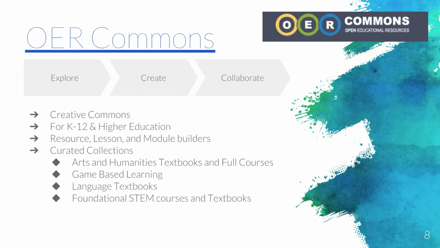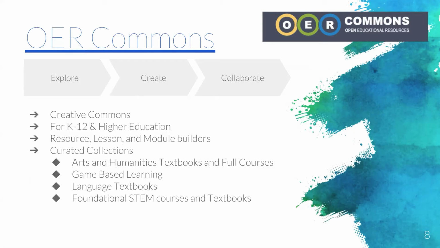And then lastly, they do curated collections. This is different than all of the other institutions too. They have staff members who go to all of the repositories and create collections specific to arts and humanities, textbooks, and full courses. Full courses are the syllabus, the readings, the lectures, all of that kind of stuff. And so you can use what other people are doing to build and better your course.